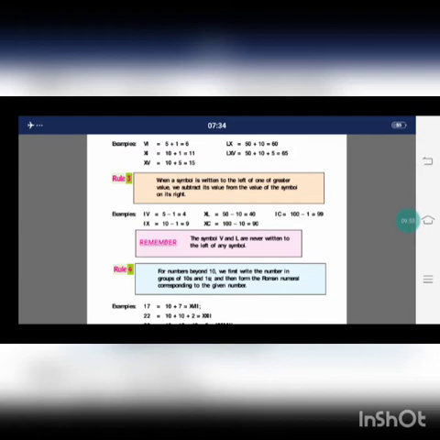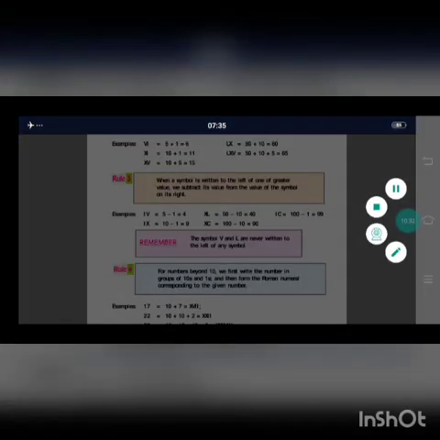time. Clear? In rule number 2, we know when we are writing any symbol to the right side of the greater number, then we have to add. अगर हम greater number के right side किसी symbol को लिख रहे हैं तो वहाँ हमें add करना है, और अगर हम किसी symbol को greater number के left side लिख रहे हैं वहाँ हमें subtract करने हैं. Clear? So let me see example.